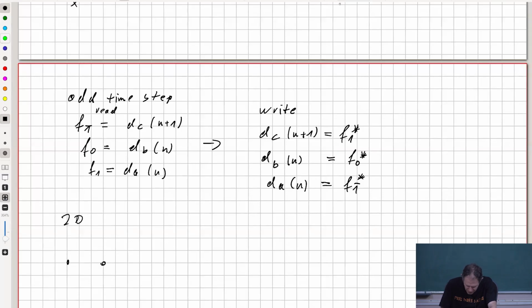We do this, okay, let me draw this a little bit further down here. No, it's even further down. So, how do we store?